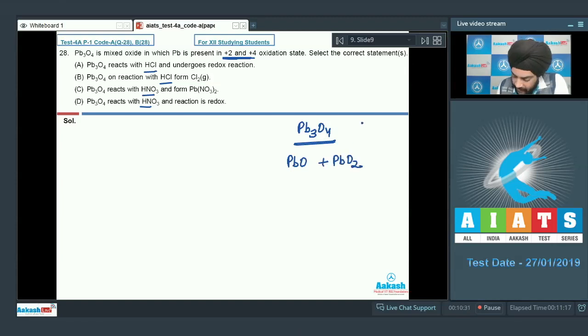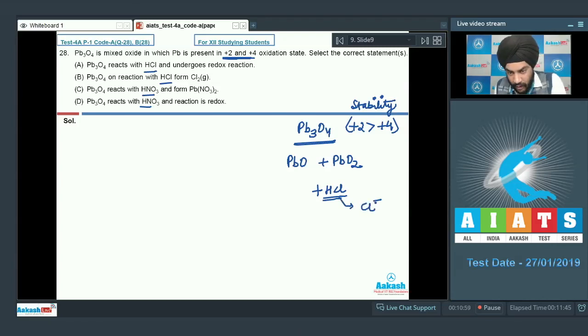Now if we talk about lead, we know that the most stable oxidation state of lead is +2. So +2 is greater than +4 as far as the stability is concerned. Now it is mentioned to us that this Pb3O4 is allowed to react with HCl. Now what happens is, in HCl, Cl is present in the form of Cl minus. So this Cl minus can lose electrons, and this lead, which is present in a state of +4 in PbO2, is not very stable.